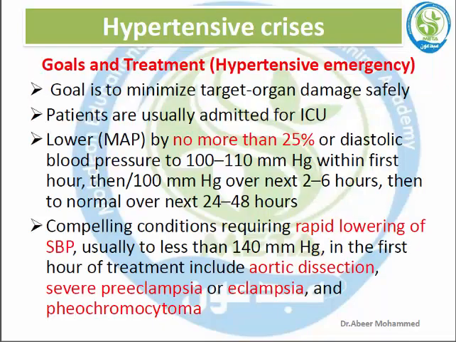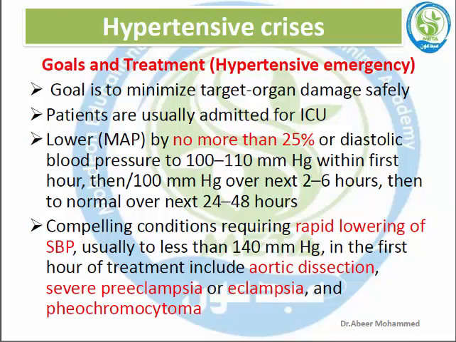Goals of treatment in case of hypertensive emergency. We said that there is organ damage, so we have to minimize this organ damage by using IV medications. To use IV medication means we need to monitor the patient, to closely monitor the patient's parameters. Because of that, we have to admit the patient to the ICU.